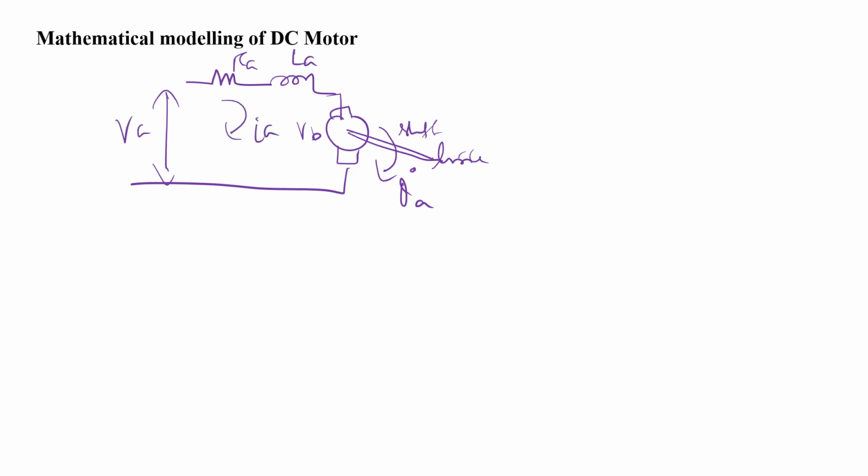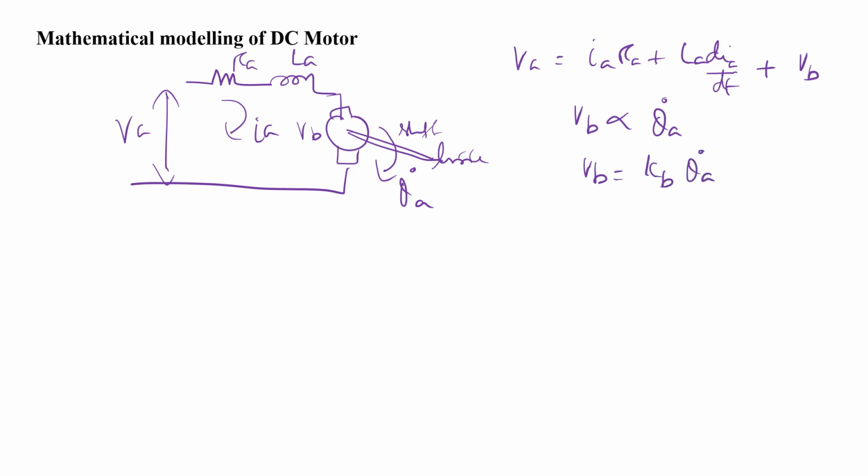Okay, how do you write the equation using Ohm's law? VA equal to IA RA plus LA dIA by dt plus VB, the back EMF. Okay, and then the back EMF is proportional to theta A dot. So in order to remove the proportionality, we can write back EMF equal to KB theta A dot. Okay, then the armature torque is proportional to IA. To remove the proportionality, tau equal to KT into IA.